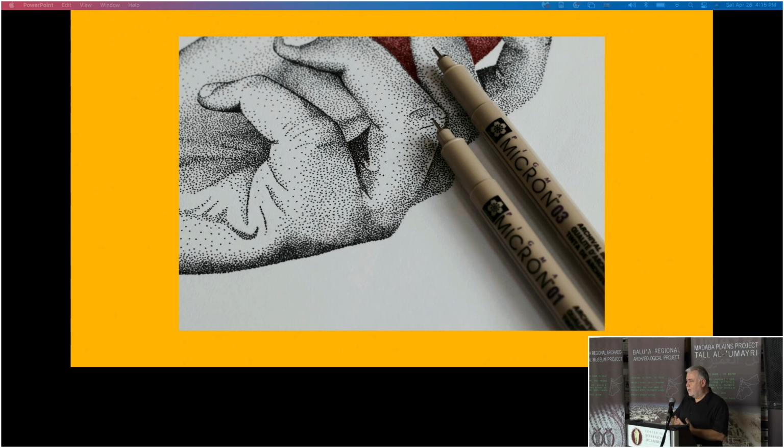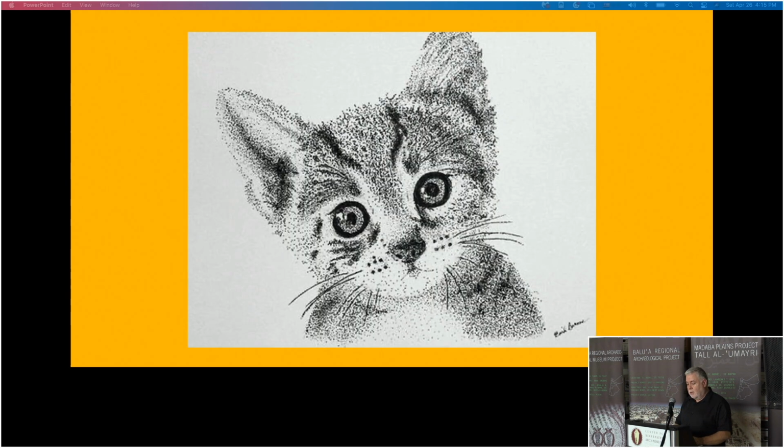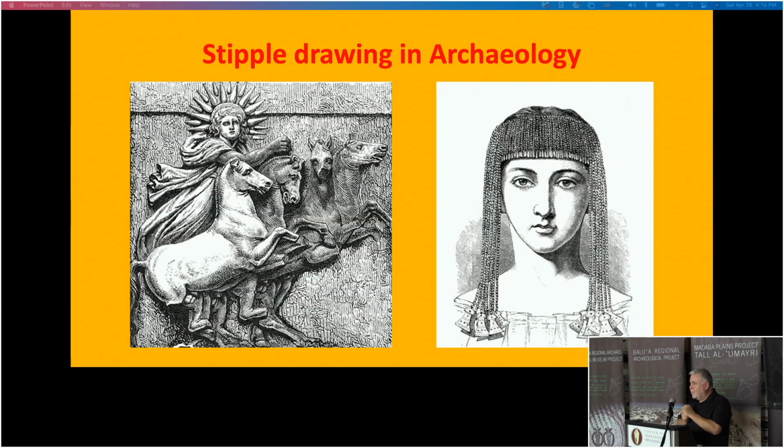And stipple, it means a dot. If you look at the picture there, you see a bunch of dots. And when you put all the dots together, the image is darker, and when you spread them out, it's lighter. So with this technique, you can show the depth in the drawings, and you can do anything with it. But let's go back to archaeology.